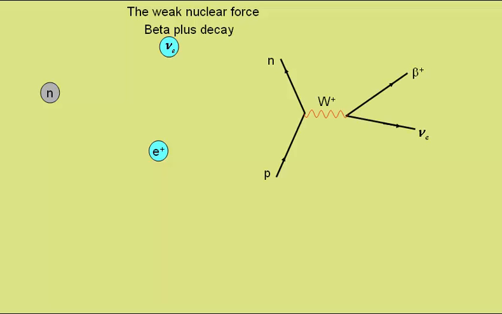The weak nuclear force is also responsible for beta-plus decay. This is where a proton will become a neutron, ejecting a positron or positive electron and an electron neutrino. Here we have the Feynman diagram for this interaction. A proton at this point ejects a W+ boson, becoming a neutron. The W+ quickly decays into a beta-plus particle or positron and an electron neutrino.